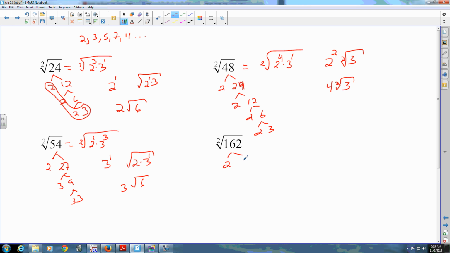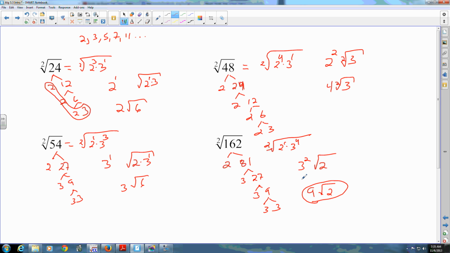162, 2 and 81, 3 and 27, 3 and 9, 3 and 3. So I've got the square root of 2 times 3 to the 4th. Again, the 2 won't go into this 1, it's a square root. 2 won't go into 1, so that 2 has to stay put. 2 goes into 4 twice, so 3 squared. Or you guys could write 9 square roots of 2. Okay, so that would be your final answer, either one of these.